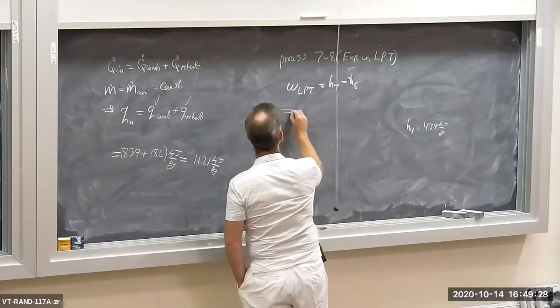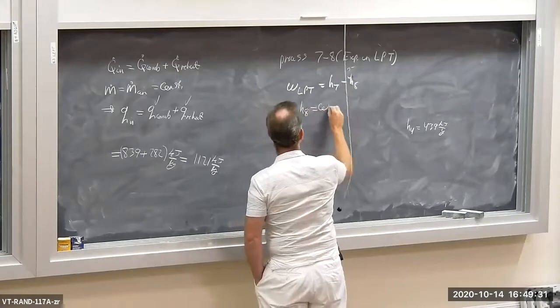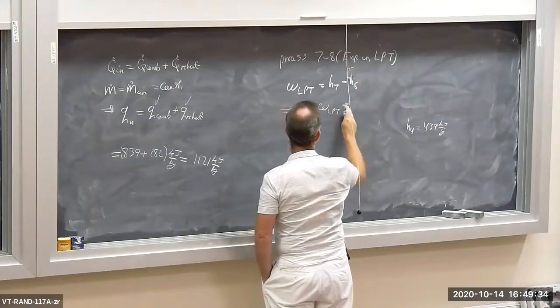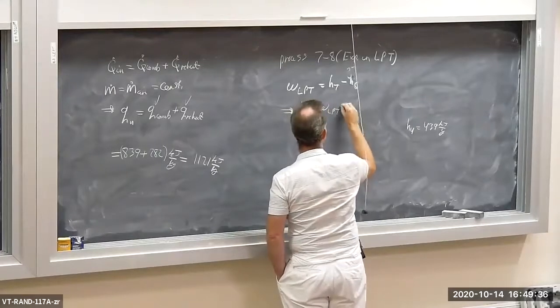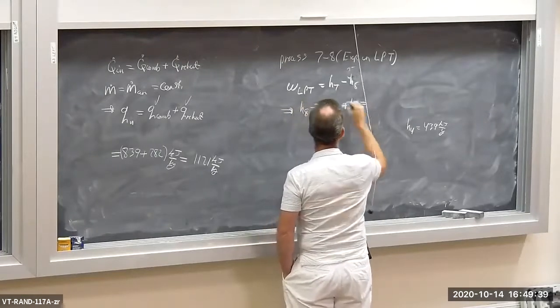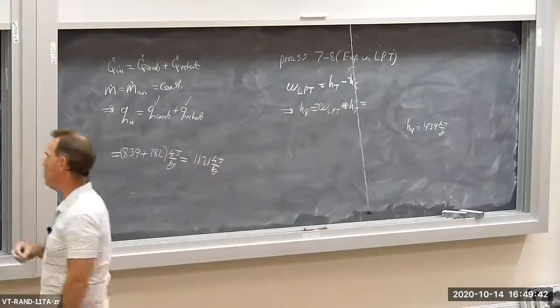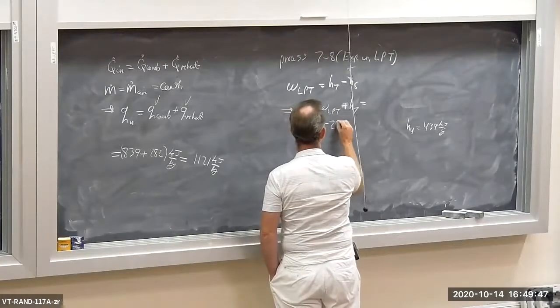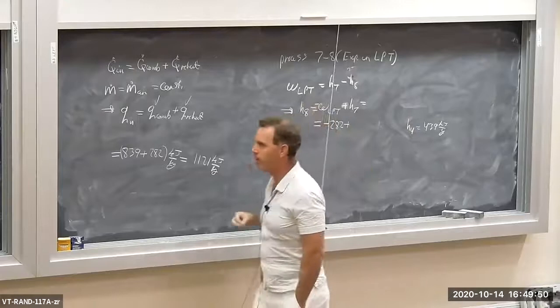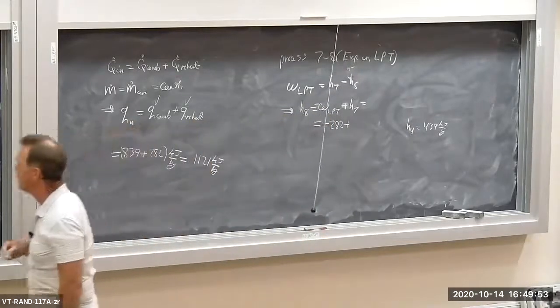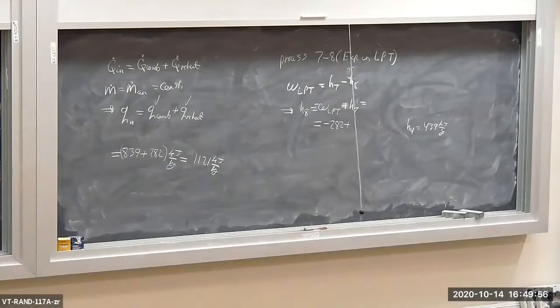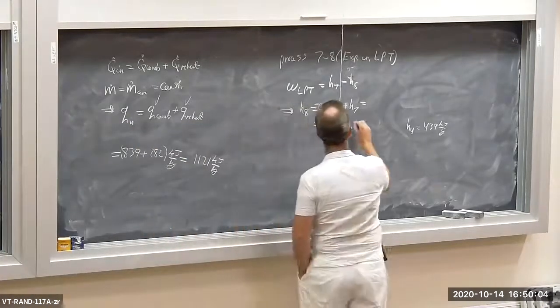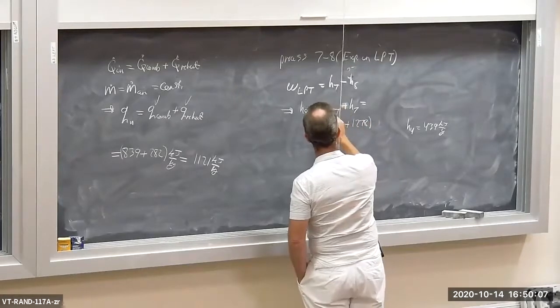H8 is equal to minus WLPT plus H7. I have WLPT, it's equal to 282. So this is equal to minus 282 plus H7, which is actually equal to H5. H5 I already had written down. I have it here somewhere: 1278 kilojoules per kilogram.